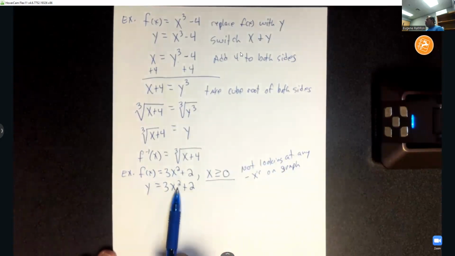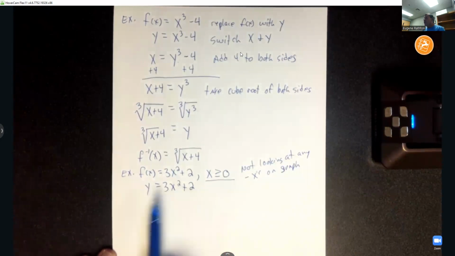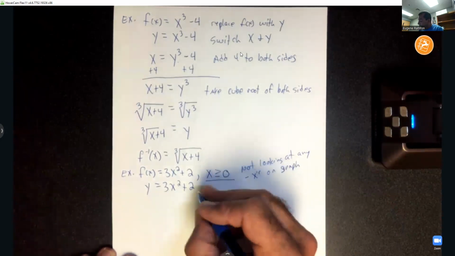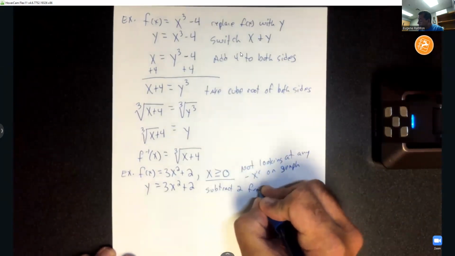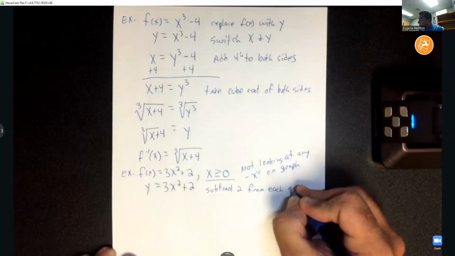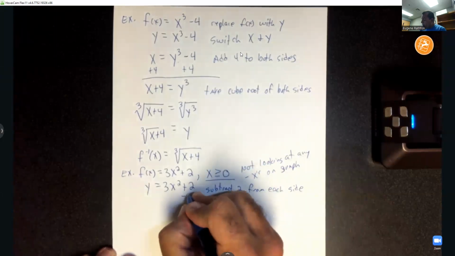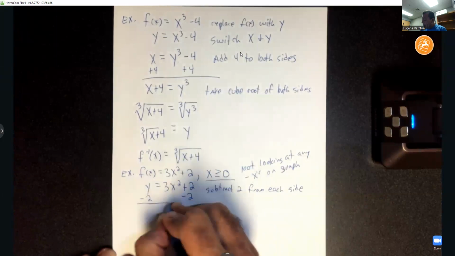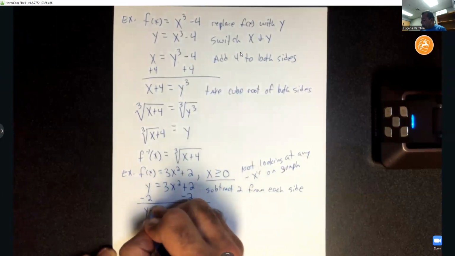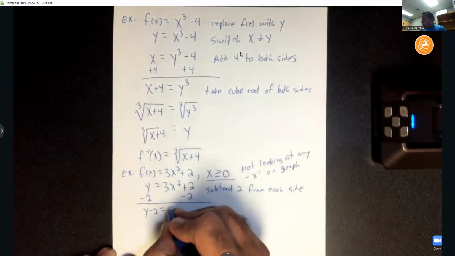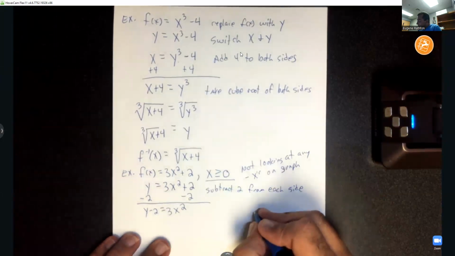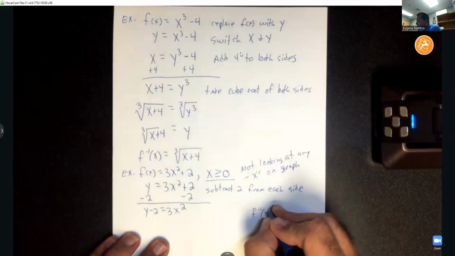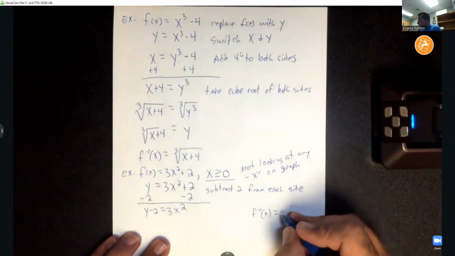Now, since my x is being squared, I want to get that by itself. So first of all, I'm going to subtract 2 from both sides. So y'all, if we do that, I get a y minus 2 equals a 3x squared. Now, y'all, let me show you this one. This one, they give you most of the answer. So let's see.